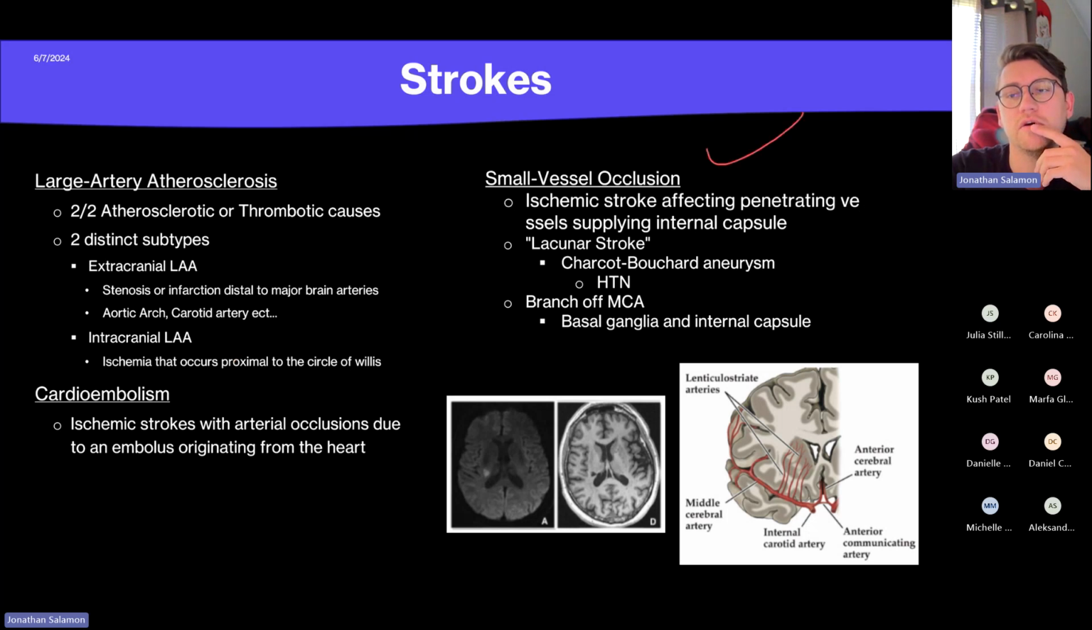And then here you have the small vessel occlusions. These are usually either emboli or they're due to hypertension, right? So you'll have hemorrhagic strokes like this, right? We talked about your lacunar strokes, your Charcot-Bouchard aneurysms. These are usually in the lenticulostriate arteries, which supply the basal ganglia and the internal capsule. So you get motor loss with these usually, right? And this is just what it looks like on the scan.